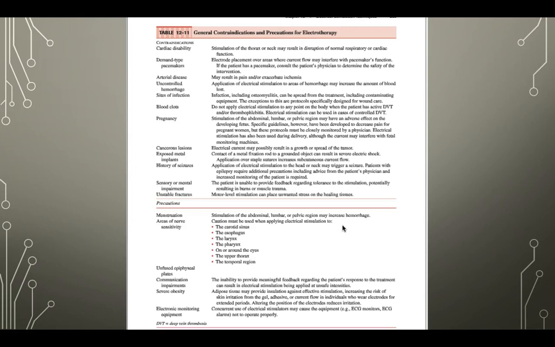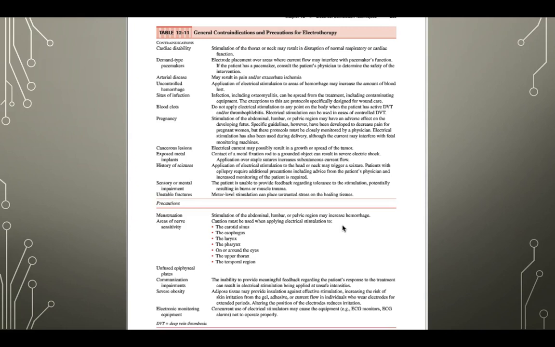Some precautions. Menstruation. So there's a couple of cases of an increased amount of menstrual bleeding if you use eStim in the abdomen, lumbar, pelvic. It's kind of mixed results on that, but it's something you'd want to ask your patient and see that they are okay with. Areas of nerve sensitivity. So areas where nerves are really highly sensitive, especially those that regulate important parts of our body. So the esophagus, the larynx, the carotid sinus, the upper thorax, the temporal region, in or around the eyes, things like that.